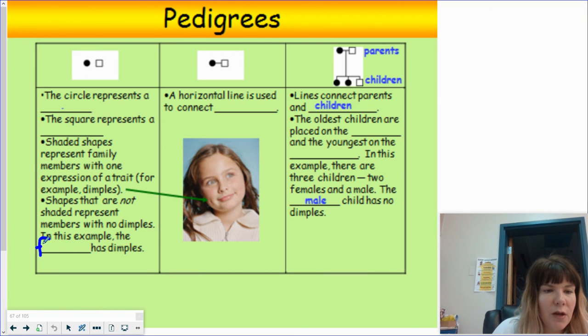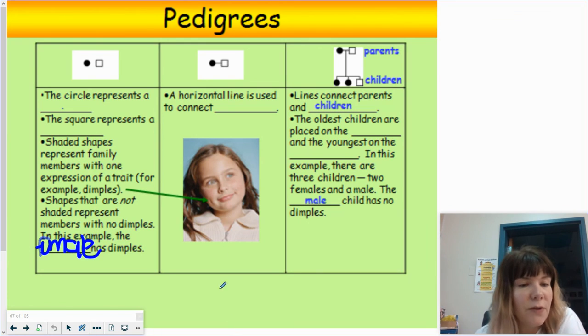So again, female. I apologize. I'm going to have to figure out how to change my pen. It's not letting me, and I can't write. That says female, if you didn't know.